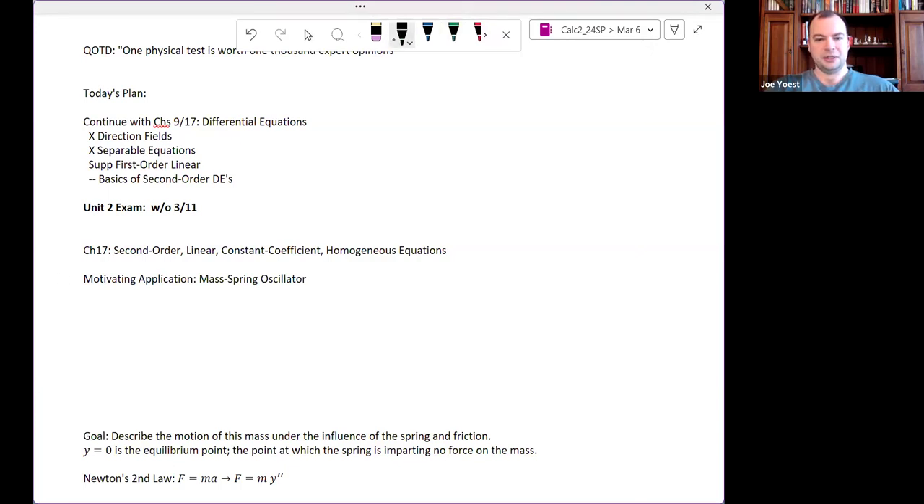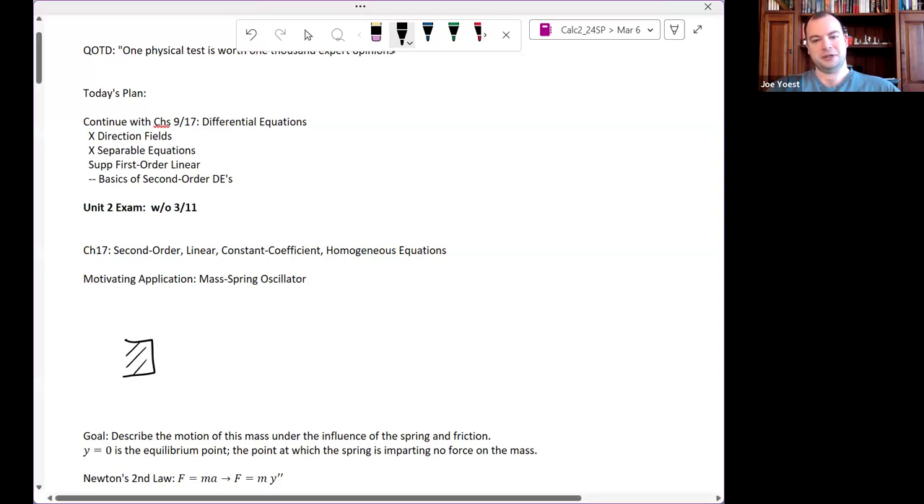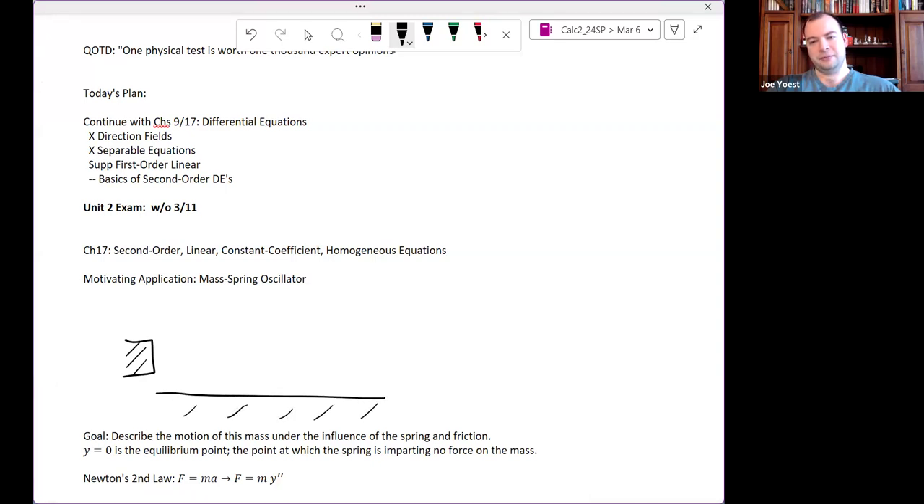Okay, so we're just going to look quickly at a motivating application. Consider a mass spring oscillator. So here we think we have a fixed point, and we have a mass of some sort that's on, let's say, just some wheels. We can think of these maybe like frictionless wheels. And we have a spring that is attached to the mass.